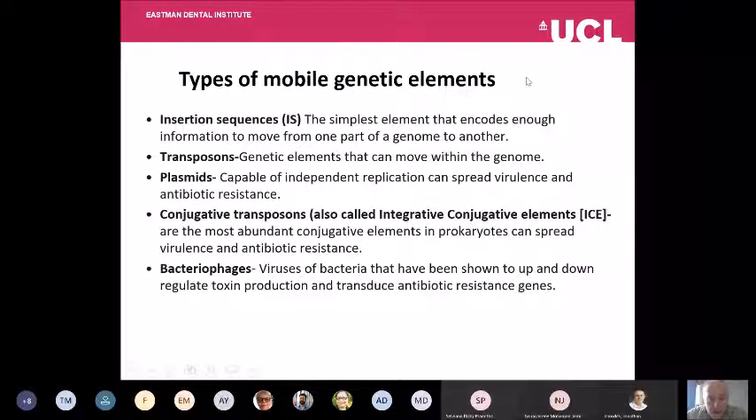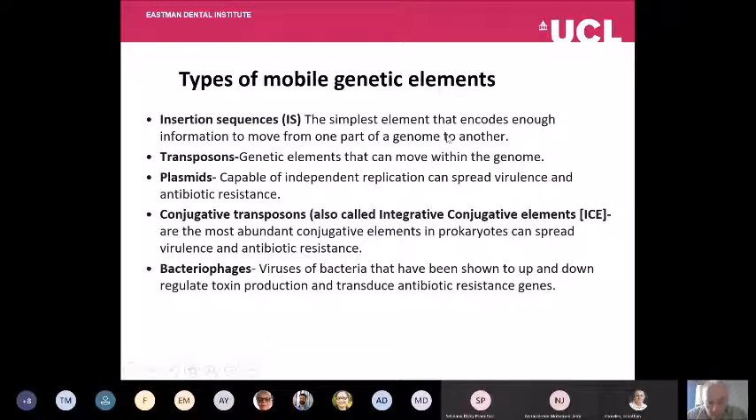So to begin then, the different types of mobile genetic elements, on this slide from the simplest, working our way down to the most complex. Insertion sequences are probably the simplest of all the mobile genetic elements, and they just encode enough genetic information to move from one part of the genome to another. They're completely selfish elements, and they don't code any other function other than their own movement.